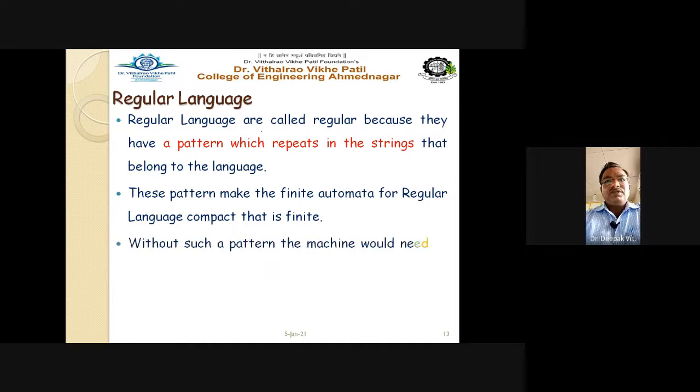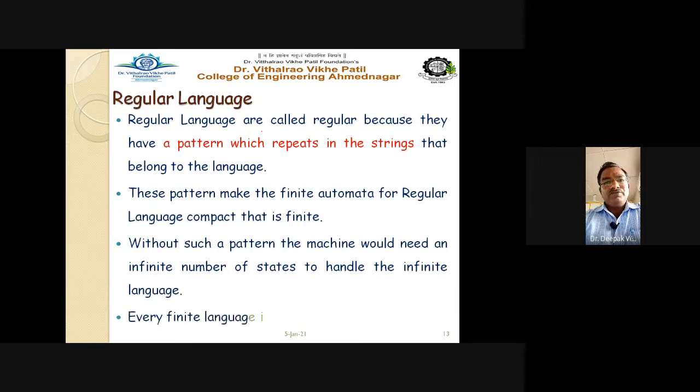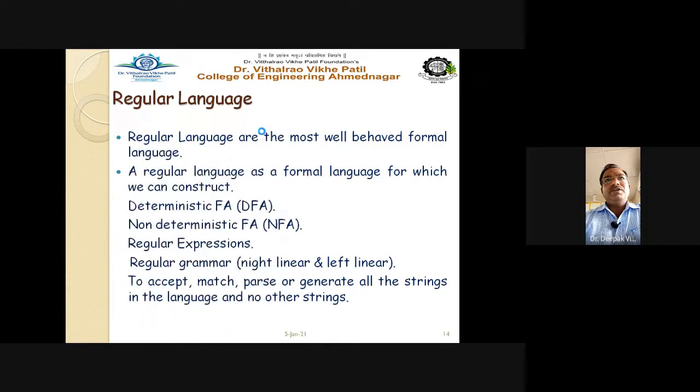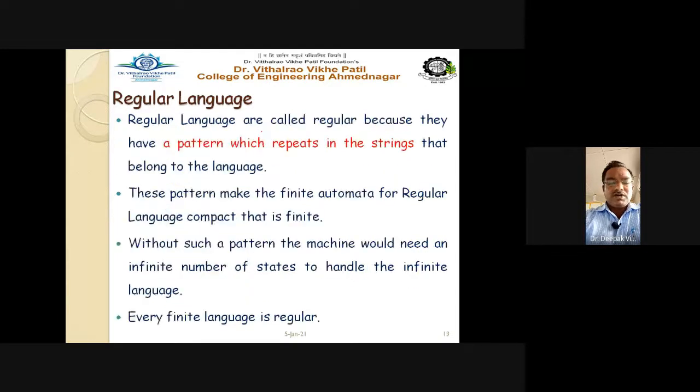So without such a pattern, the machine would need an infinite number of states to handle the infinite language. So every finite language is regular. So the meaning is that a regular language means the language which is expressed by your regular expression is called your regular language. And this regular language can also be defined by your finite automata.